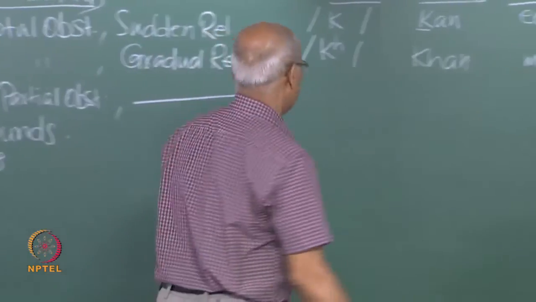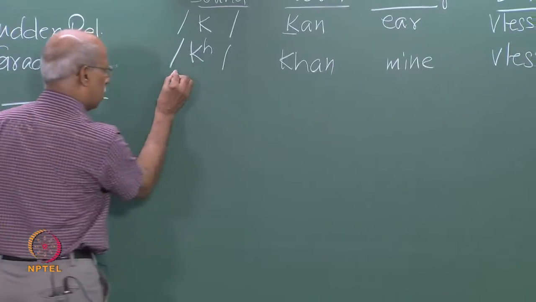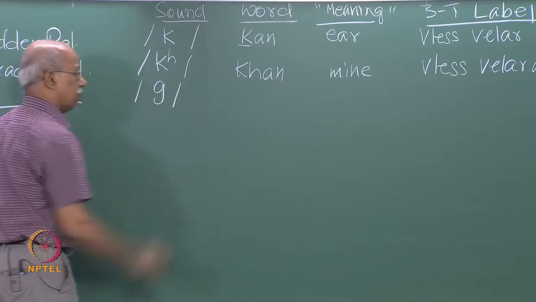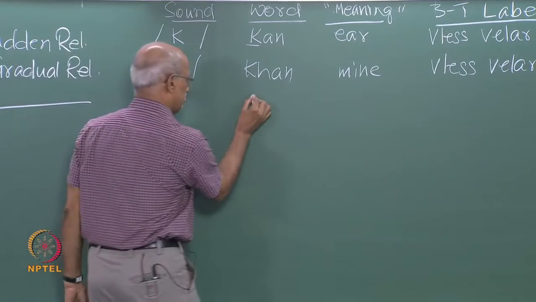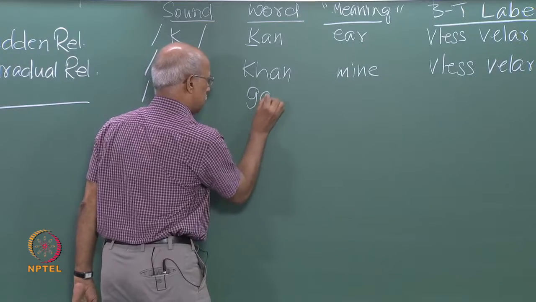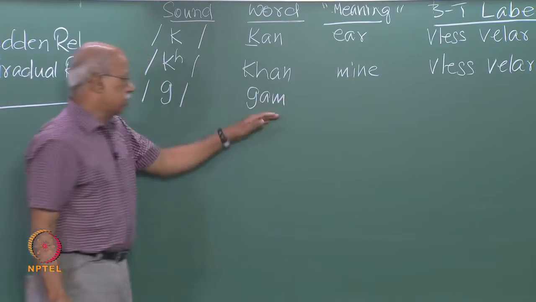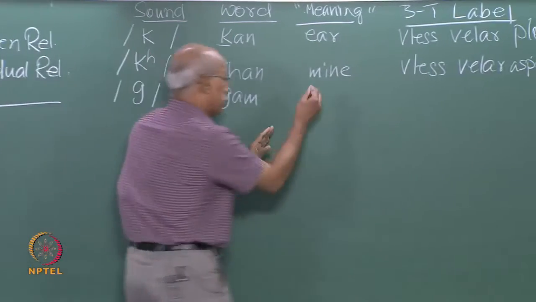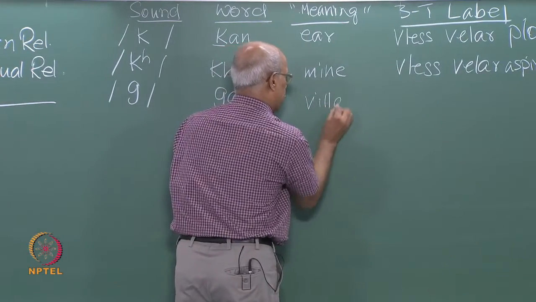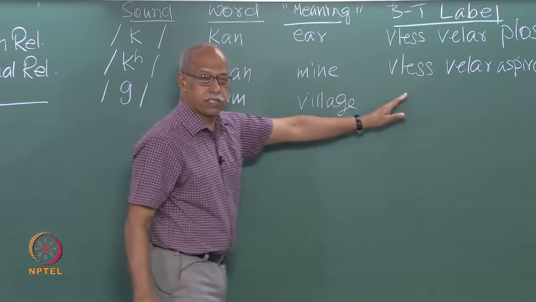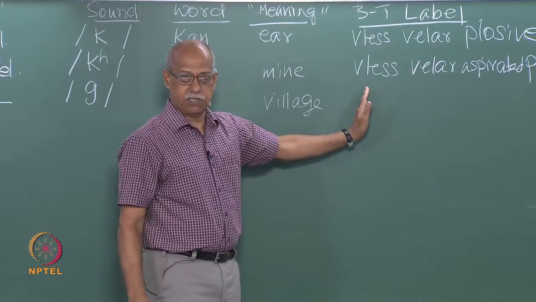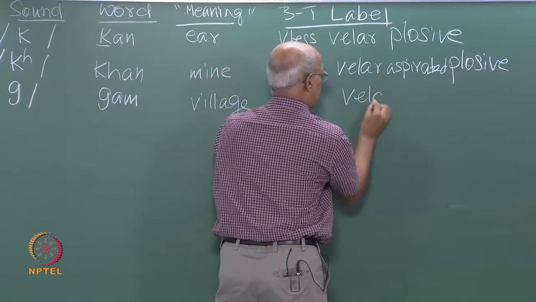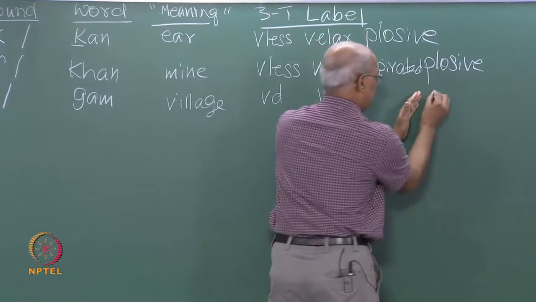Look at another, very simple. Let's take ga in Maithili. What is it in Maithili? Gam. You should be able to. Gam, meaning village. How do we describe it? Come, give me the terminology, please. Voiced, velar, plosive.